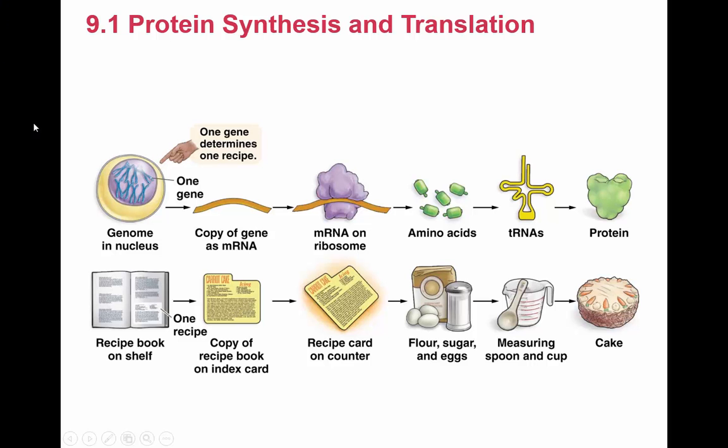So let's say that you decide you want to bake a cake and you're flipping through a recipe book and you pick the recipe that you want. But you can't take that book out of the library, so what you do is you take that recipe and you copy the recipe onto an index card or onto a piece of paper that you can actually leave with. This would be transcription, just like taking that DNA sequence and copying it into messenger RNA.